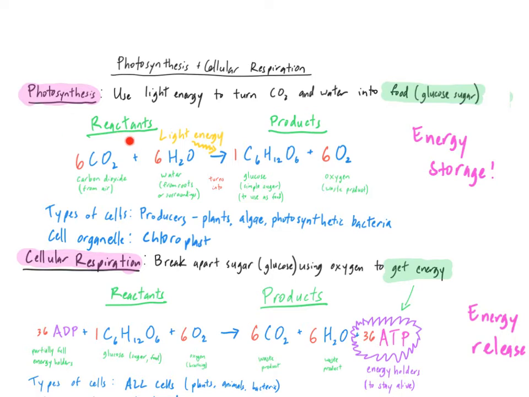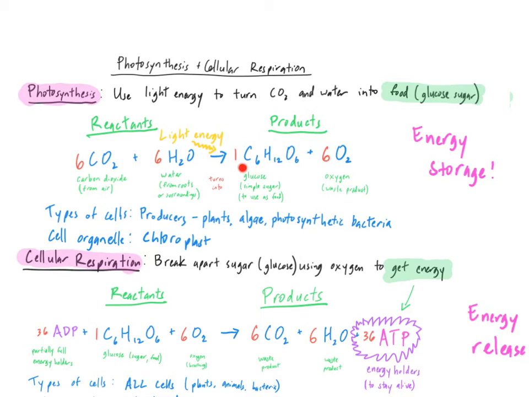So the reactants of this equation are the stuff that we start with. Our reactants are carbon dioxide, which comes from the air, in through pores in the leaves, and water, which comes from the roots or the surroundings if it's a single-celled organism like algae. So the 6 carbon dioxides and the 6 waters with some light energy get turned into, so this arrow indicates that it's turning into, we're recombining these different parts into one glucose molecule.